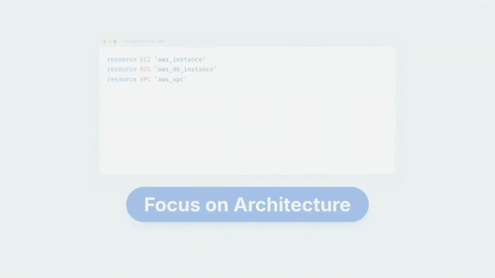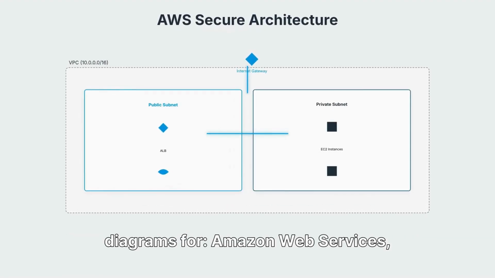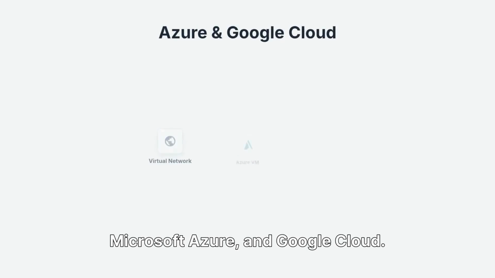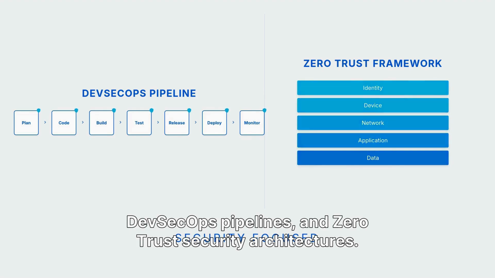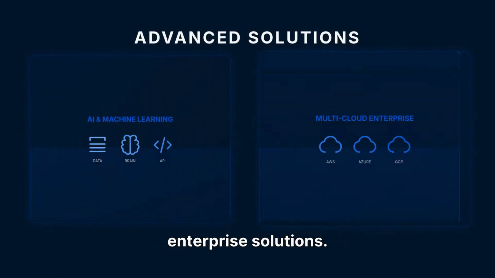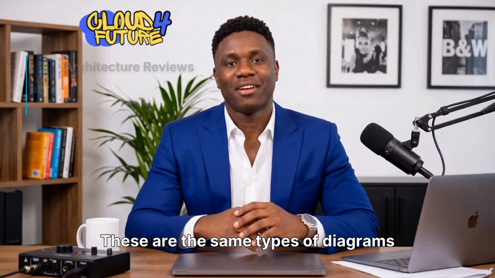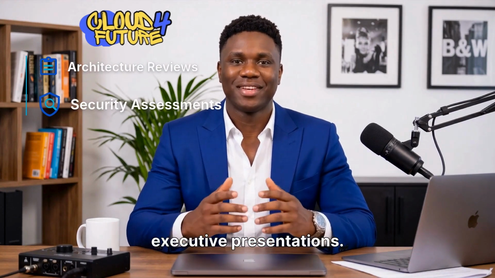software development. Throughout the course, you will build architecture diagrams for Amazon Web Services, Microsoft Azure and Google Cloud, DevSecOps pipelines and zero-trust security architectures, AI and machine learning platforms, and multi-cloud enterprise solutions. These are the same types of diagrams used in architecture reviews, security assessments, and executive presentations.